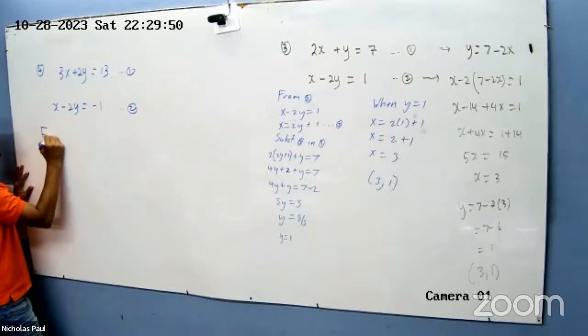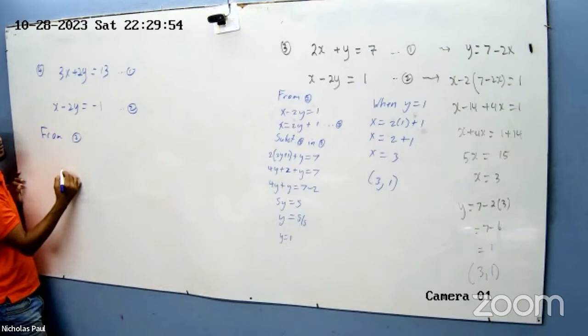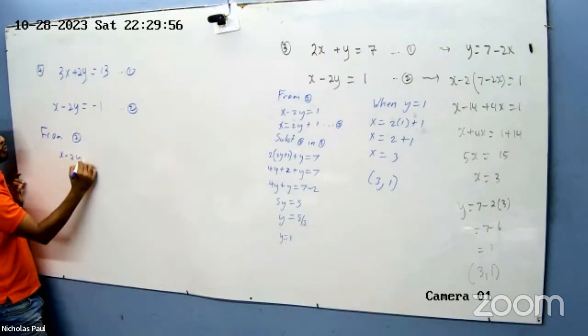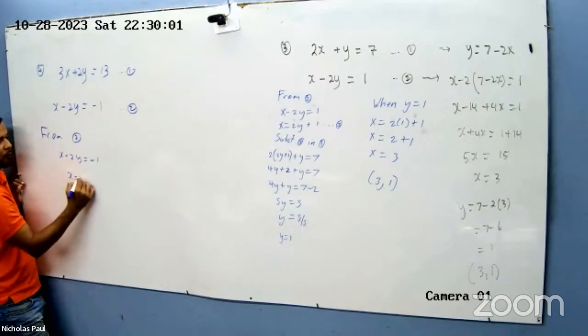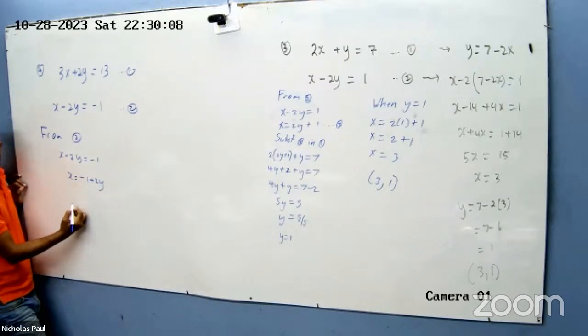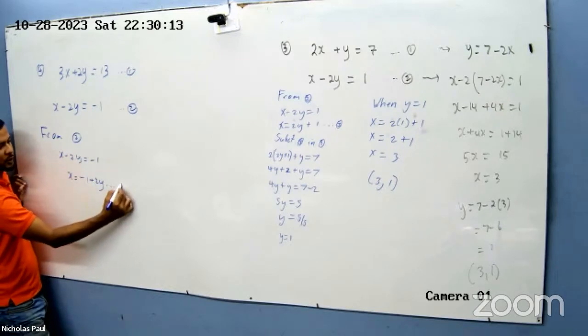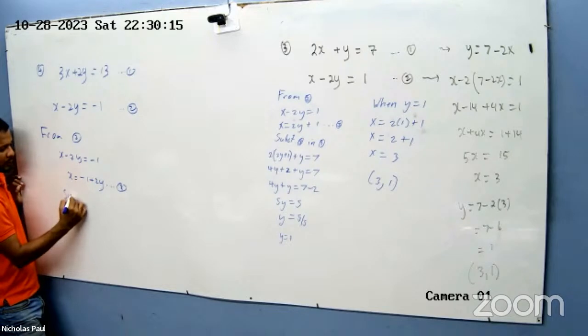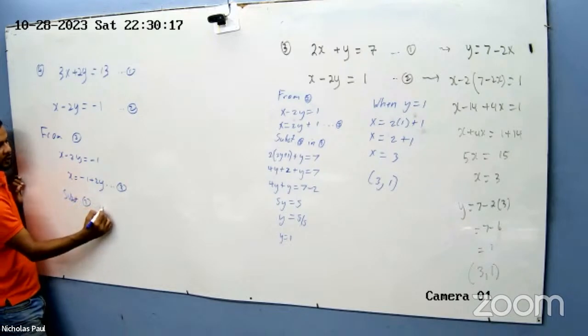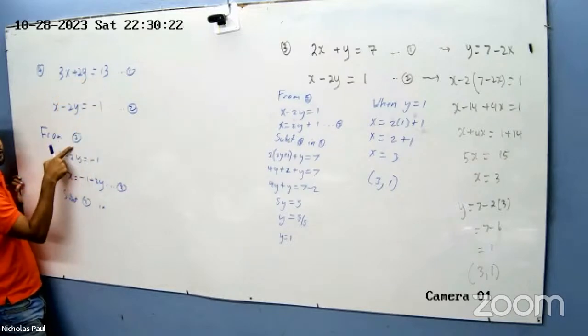So again, we said we're using equation 2. So from equation 2, we have x minus 2y is minus 1. Carry across the 2y, and the minus 2y becomes plus 2y. Okay? So carry across this, and it becomes plus, right? This is your equation 3. Now we're going to substitute equation 3 into equation 1 this time, not into 2. We used 2 here, so now we're going into 1.